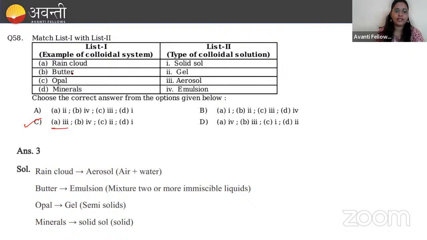Butter is what? It is nothing but an emulsion. So for B, it should be 4. Opal is a gel-like semi-solid, so opal will be the gel species. Minerals are what? Solid sols. They are solid, and they act as a solid sol in the colloidal system. So option C will be the correct answer here. Any doubt in this?